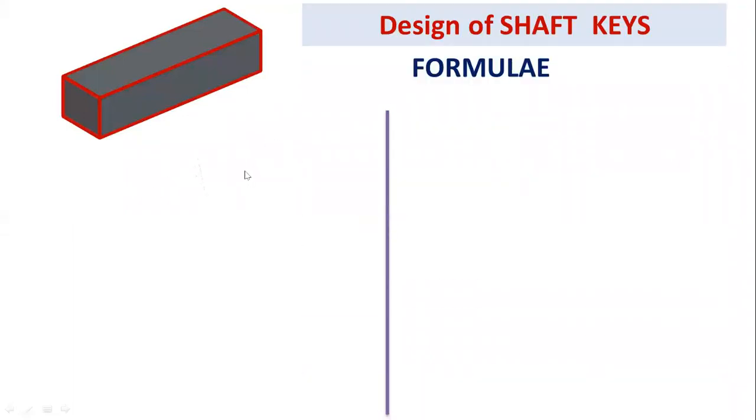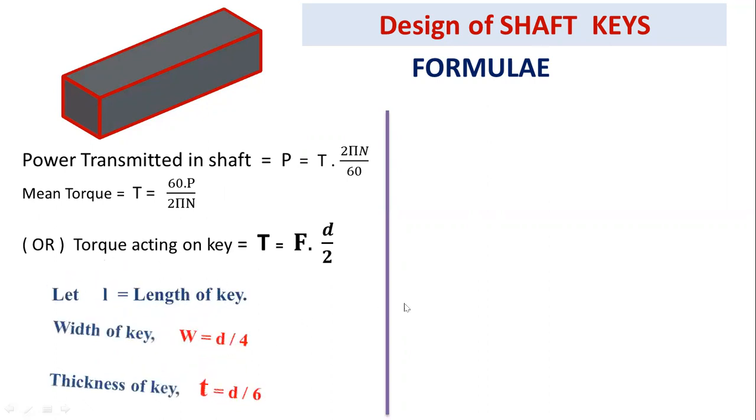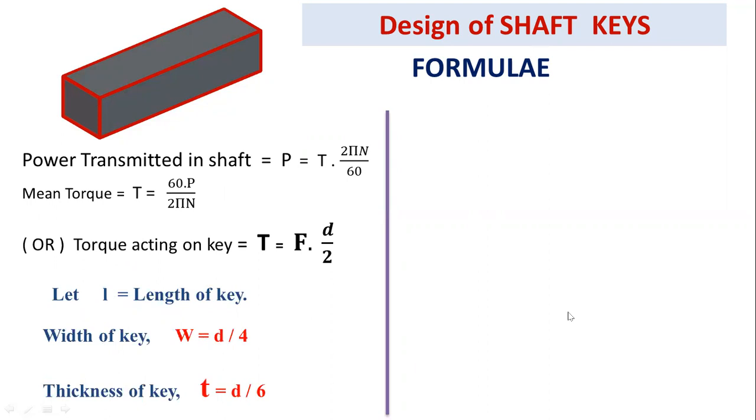Now these are the formulas used for the design of a sunk key. Already we know the formula for power and torque. After getting the power and the mean torque, you have to use these formulas. Here L is the length of the key. The length of the key is equal to the length of the hub, which is nearly equal to 1.5 times the diameter of the shaft. Length of the key equals length of the hub. Here the width of the key, W, equals diameter by 4.